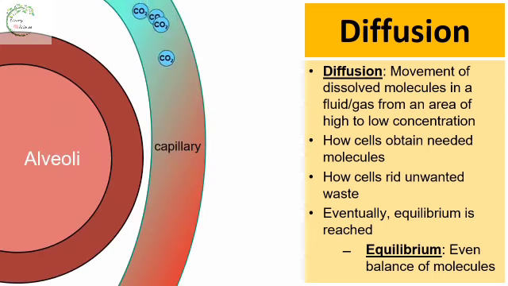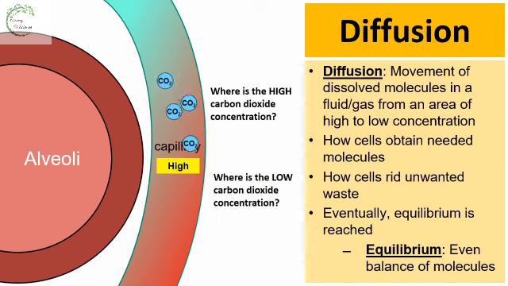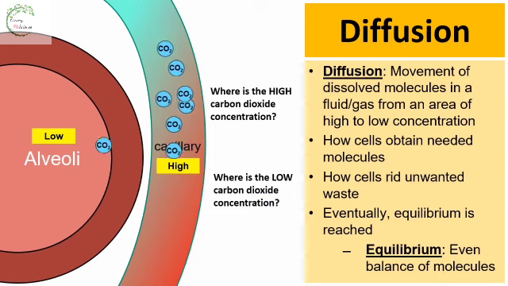And here comes the carbon dioxide back to the alveoli, those air sacs that are in our lungs. And if I were to ask you, where is the high carbon dioxide concentration? I hope you realize it's in the capillaries. Where is the low CO2 concentration? It's in the alveoli. So once again, diffusion will occur and the carbon dioxide diffuses into the alveoli, so we can exhale it and get the carbon dioxide out of our system.